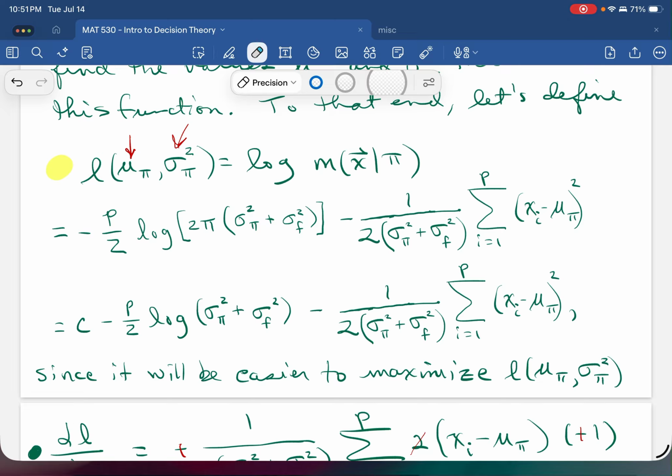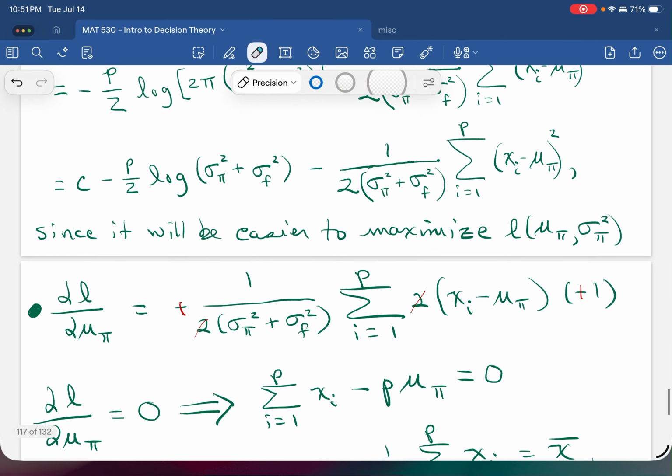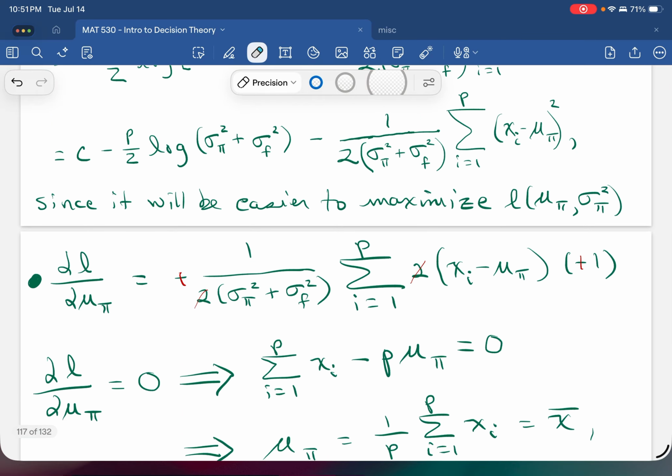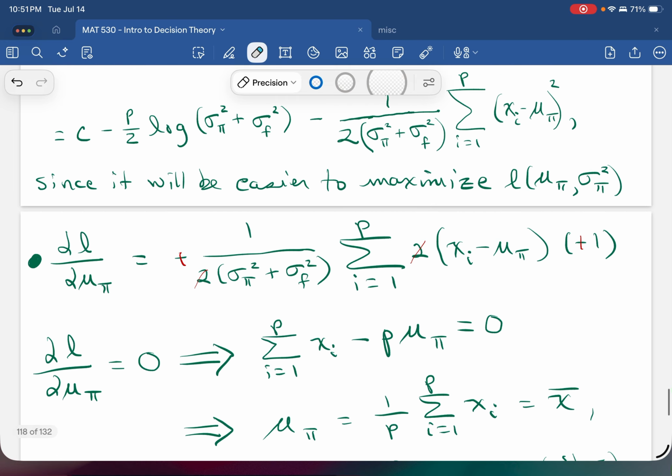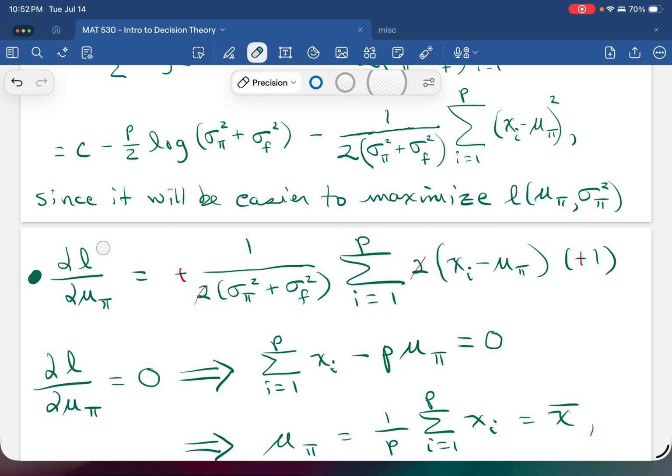And so now we want to take the derivative of the log likelihood and proceed to figure out what values of mu sub pi and sigma sub pi maximize the log likelihood. The partial derivative of the log likelihood with respect to mu sub pi is equal to what we have here, because notice that in this first expression mu sub pi is not involved, so the only place we really have mu sub pi is here. So that part's just basic calculus.